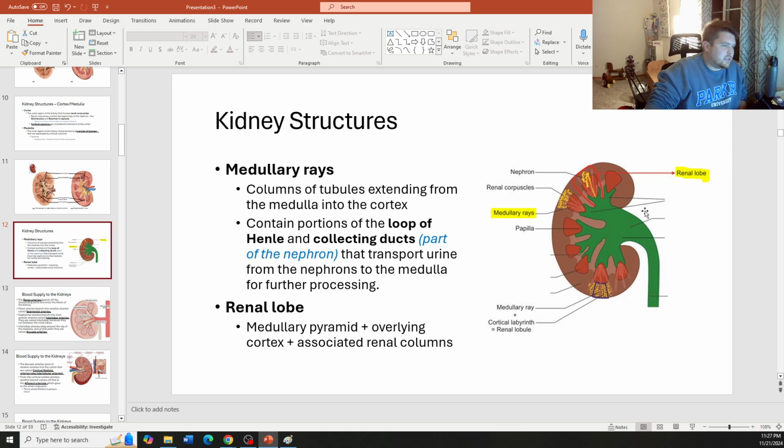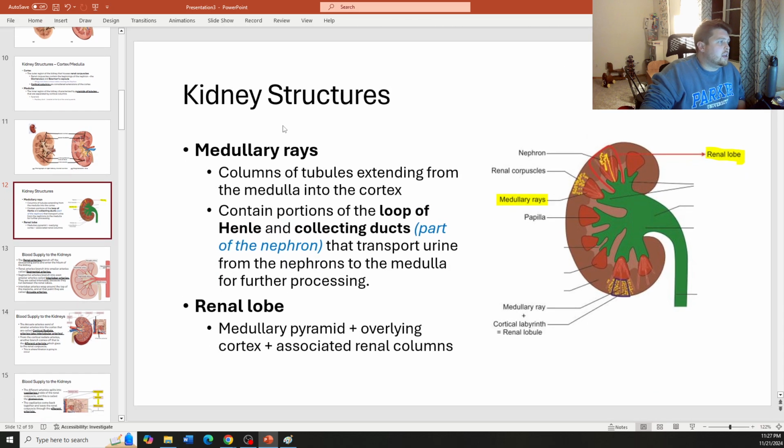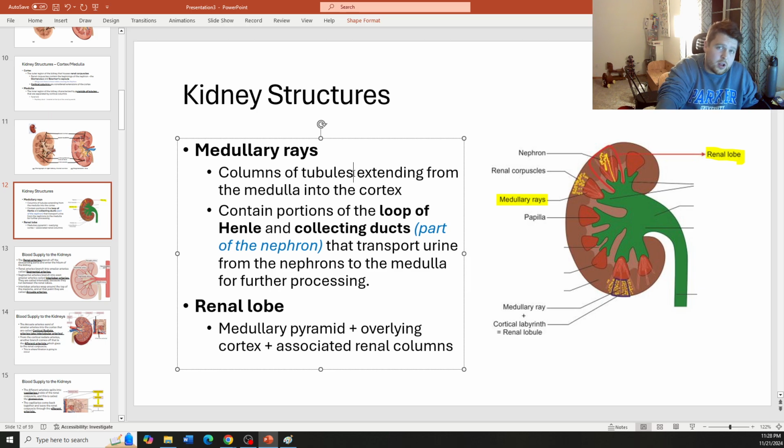Medullary rays. This is kind of difficult to visualize. However, this is really more vocab definition than anything. So the medullary rays, these are columns of tubules. When we get to the nephrons, they are split up into two sections. They have the renal corpuscle, and then the tubules. So it will come full circle about this.